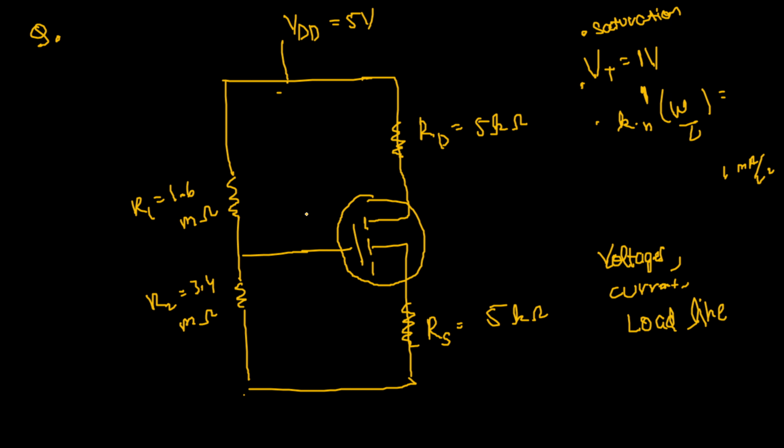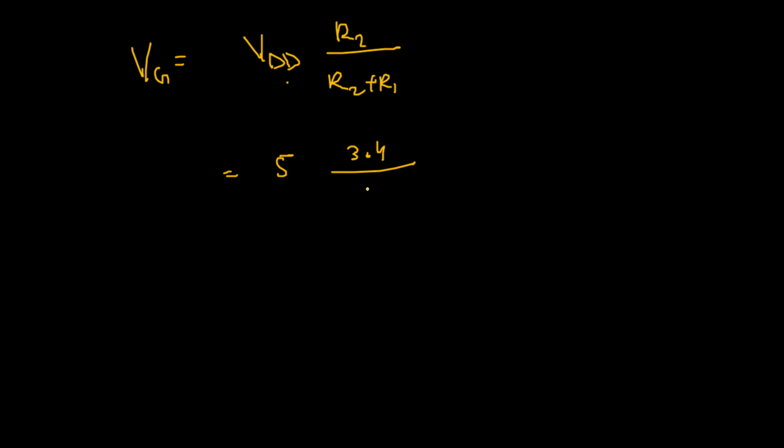The first thing that we do, since this is a voltage divider bias, is find VG by using Thevenin's theorem. We already know that VG is equal to VDD into R2 divided by R2 plus R1, where VDD is 5 volt in this case, R2 is 3.4 and R1 is 1.6. So this gives us 5, this 5 cancels, and that gives us VG to be 3.4 volt.